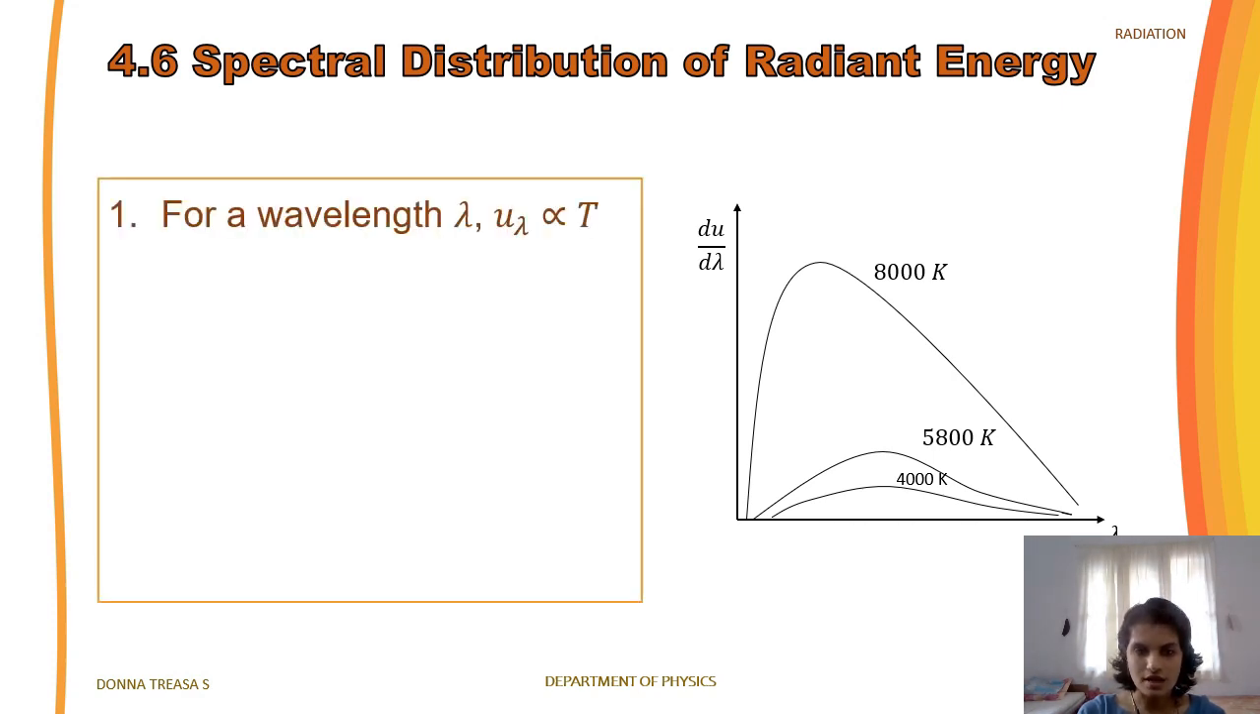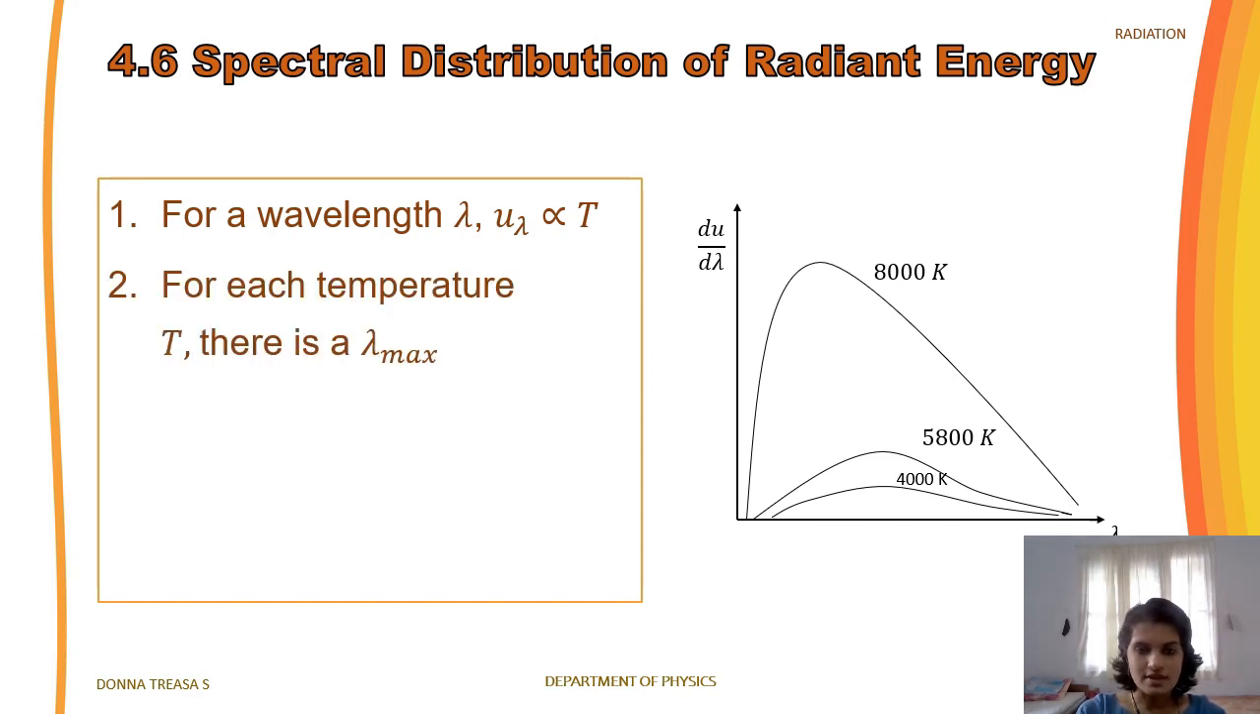The first one is that for a wavelength lambda, u lambda is directly proportional to T. You can see that with the rise in temperature, there is an increase in the value of du by d lambda. This clearly indicates that there is an increase in u lambda with increase in temperature. So this is the first conclusion.